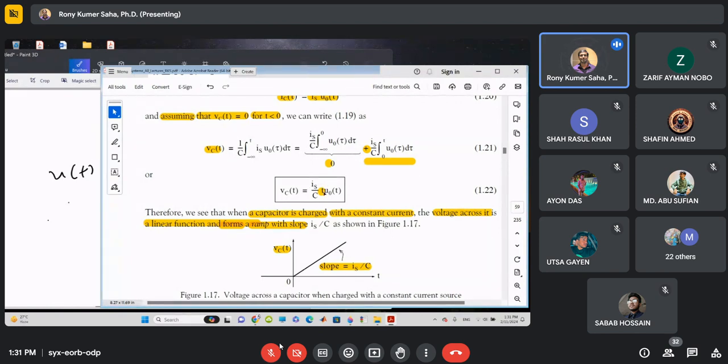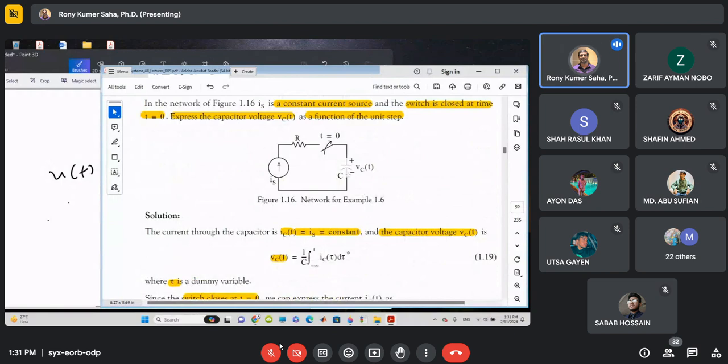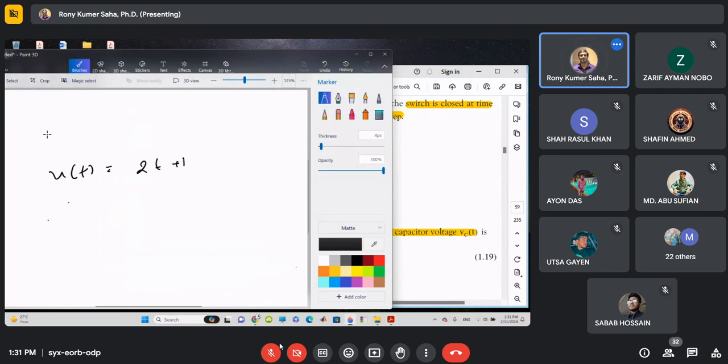So the presence of any t, or any independent variable with order 1, means the response of this function, or the signal, is a ramp function. So this is it. If you just try to understand this concept with the capacitor, this means once you close the switch, that's what you know.